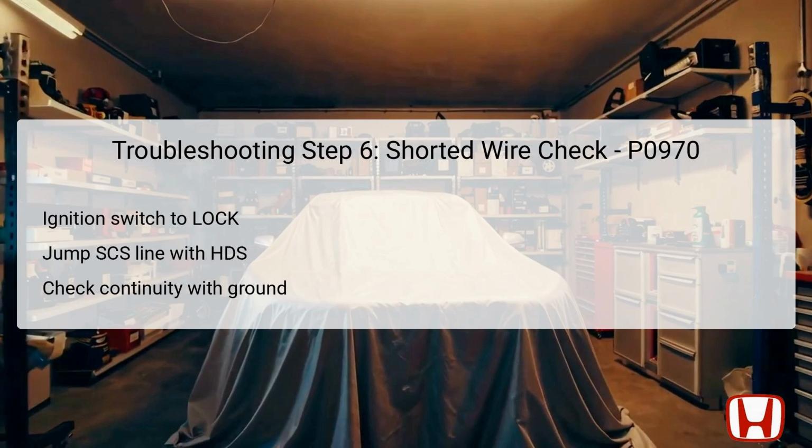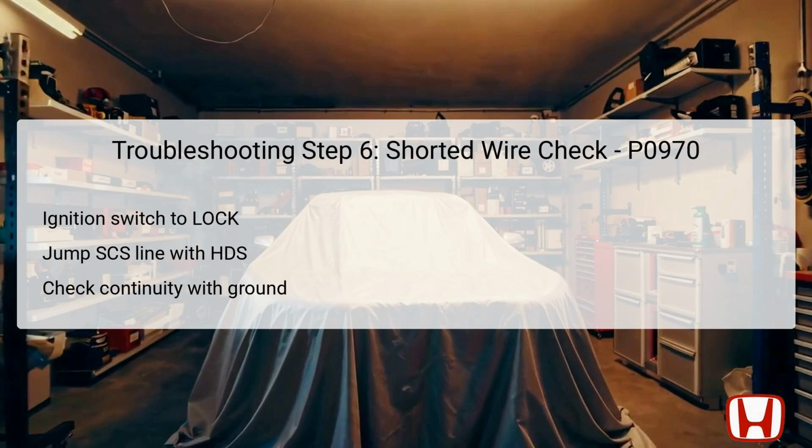During troubleshooting step 6, the objective is to check for short circuits in the linear C+ line. Begin by turning the ignition switch to the lock position and utilizing the HDS to jump the SCS line, which stands for the simultaneous shorting line. This process allows for error-free testing of the connections.